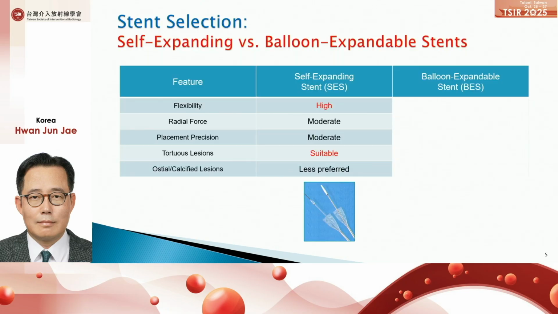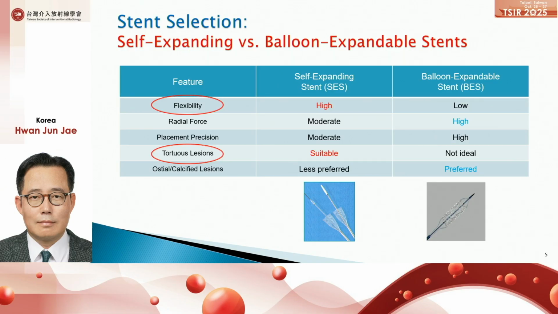For stent selection, we have two options: self-expandable stent and balloon expandable stent. The self-expandable stent has high flexibility, so it's good for tortuous lesions. And the balloon expandable stent has high lateral force, so it's good for ostial or calcified lesions.